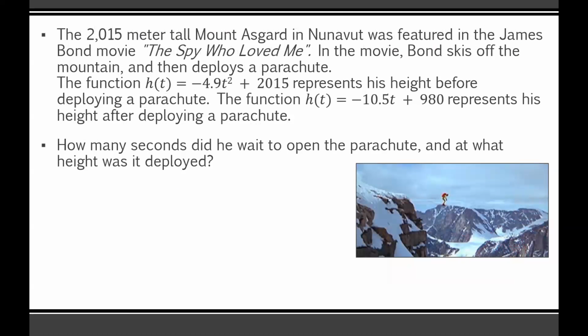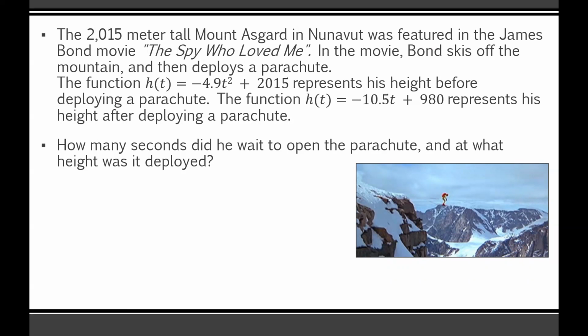Anyway. The 2,015 meter tall Mount Asgard in Nunavut was featured in the James Bond movie The Spy Who Loved Me. In the movie, Bond skis off a mountain and then deploys a parachute. The function h of t equals negative 4.9 t squared plus 2,015 represents his height before deploying a parachute. The function h of t equals negative 10.5 t plus 980 represents his height after deploying a parachute. How many seconds did he wait to open the parachute, and at what height was it deployed?